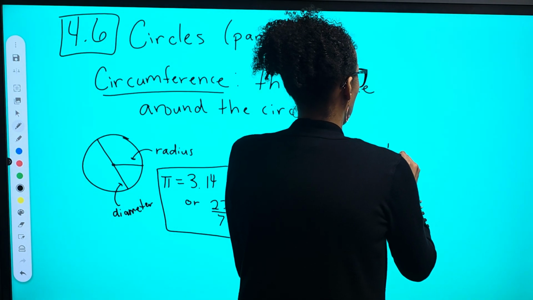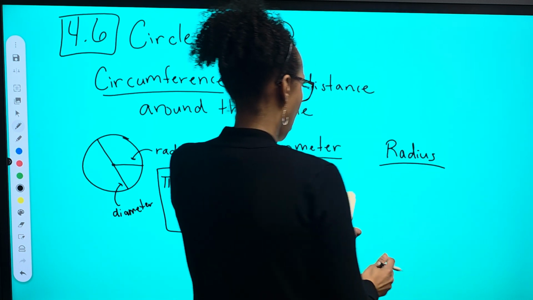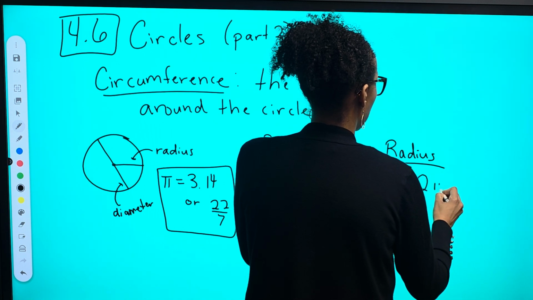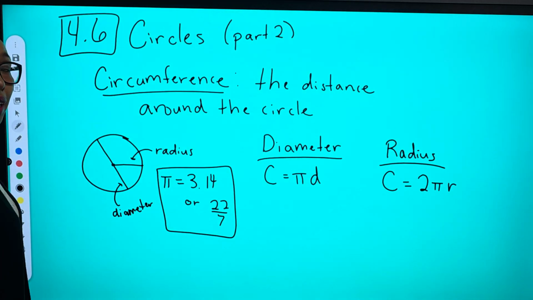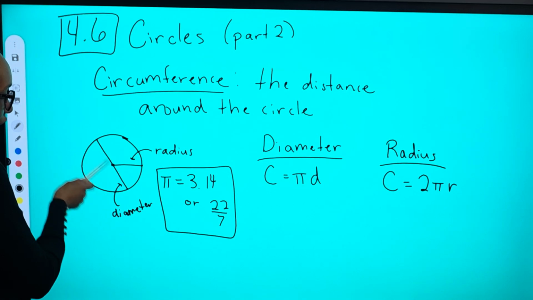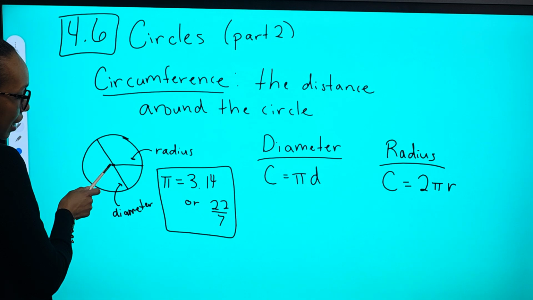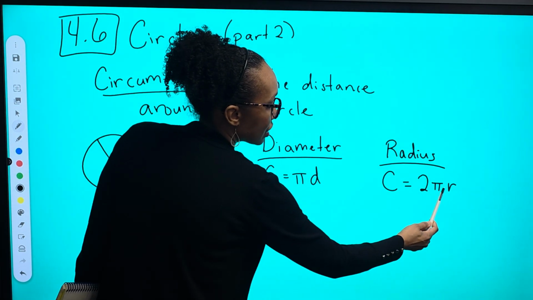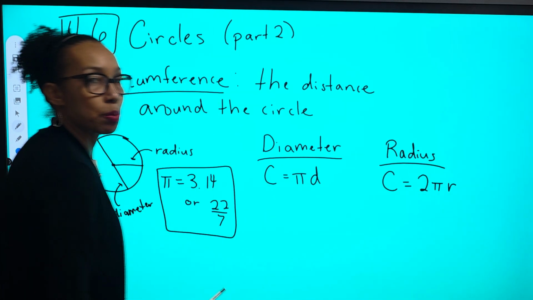Now, if we have the radius, now our formula looks like circumference equals 2 times pi times the radius, or 2 pi r. Well, it kind of makes sense that if we had the diameter, that went all the way across. If we just have the radius, a radius technically is half of a diameter, so we would simply be taking that radius times 2, because that would be a diameter, and then take it times pi.